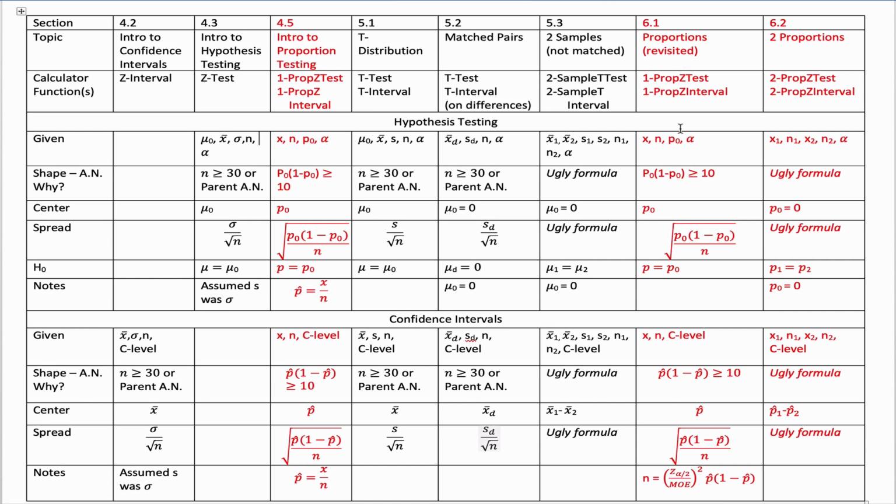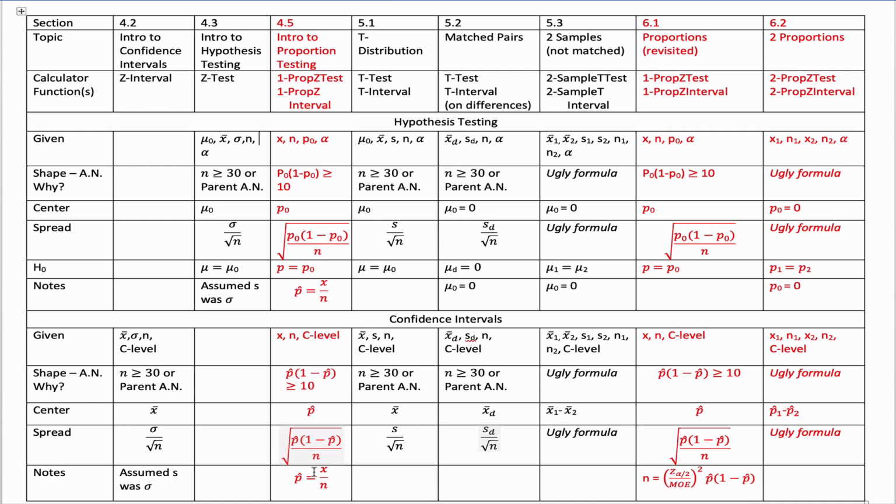We then jumped into 6.1. I really have nothing to add in 6.1. I think if you look at the 6.1 column, at least I hope if you look at the 6.1, it's the exact same up until you get to the notes as the 4.5 column. Really, 6.1 was just doing 4.5 again, reminding you of all that stuff you did in 4.5.